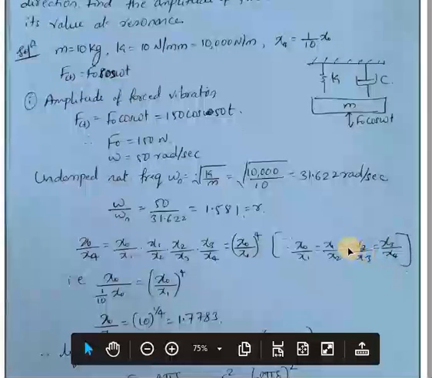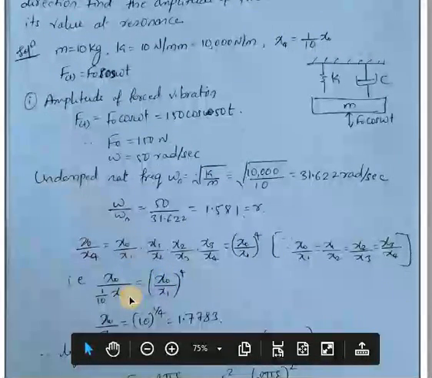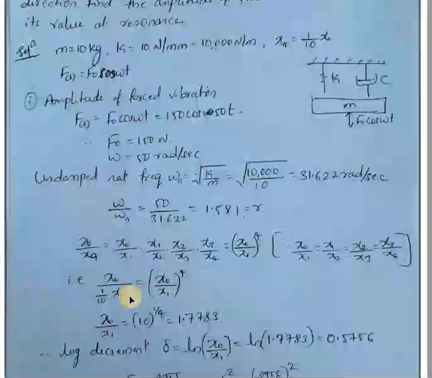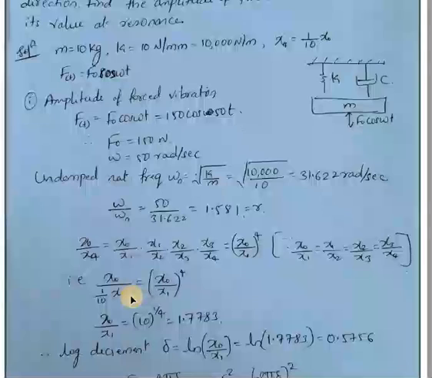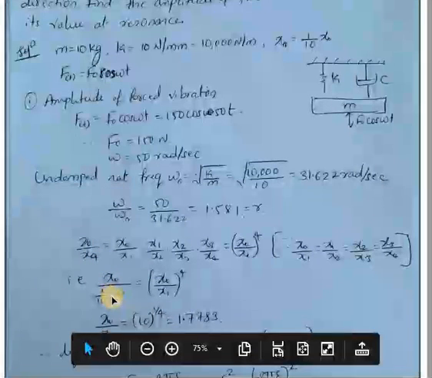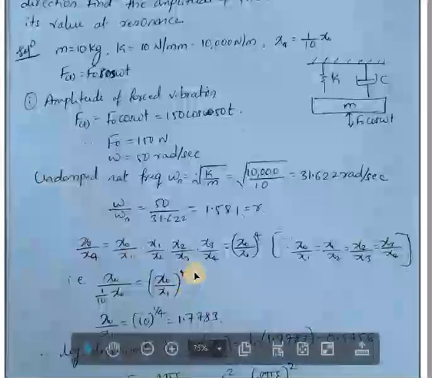So we can write the equation as x naught by x4 equal to x naught by x1 raised to 4. Here the final value will be 1/10 of the initial value. So if you equate those two, x naught as it is and x4 as 1/10 of the initial value, this is equal to x naught by x1 raised to 4.